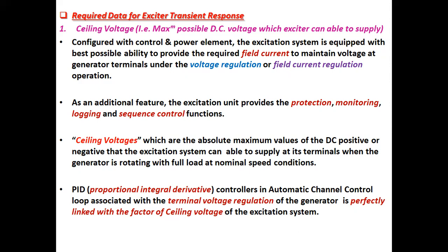Ceiling voltages are the absolute maximum values of the DC, positive or negative, that the excitation system is able to supply at its terminals when the generator is rotating with full load at nominal speed. The PID, that is, proportional integral derivative controllers in the automatic channel control loop associated with the terminal voltage regulation of the generator, is perfectly linked with the factor of ceiling voltage of the excitation system.